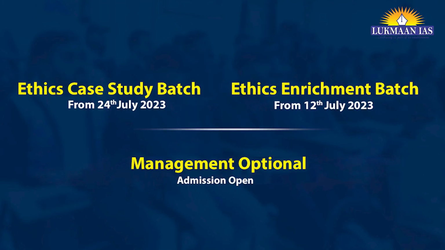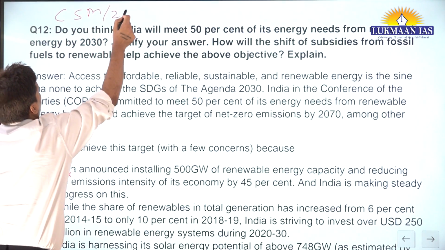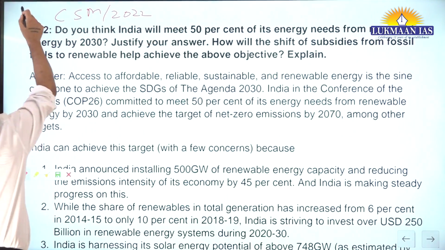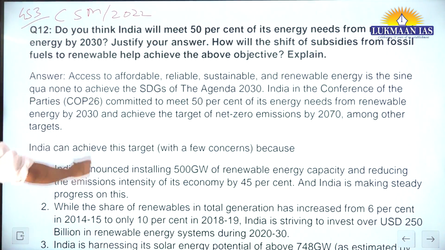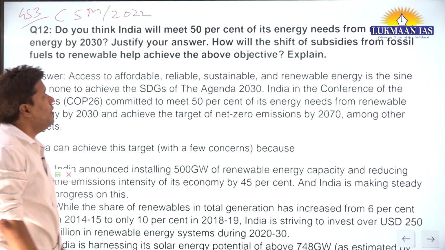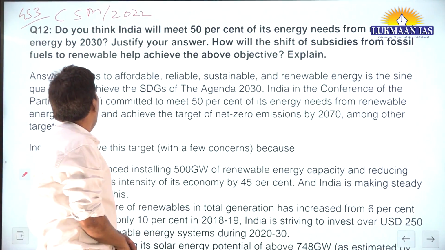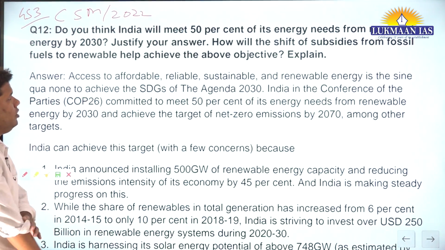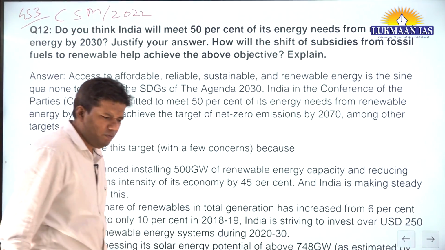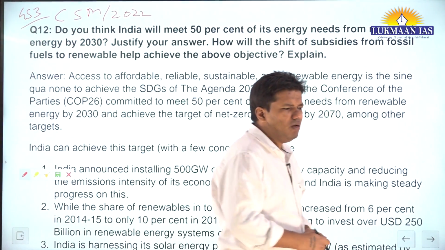You cannot de-link them. Now we will move to another question. Okay, this again is a very important question. So let me remind you again, this is Civil Services Mains 2022 paper GS3. Do you think India will meet 50% of its energy needs from renewable energy by 2030? Justify your answer. How will the shift of subsidies from so-and-so? Now, you know the story.